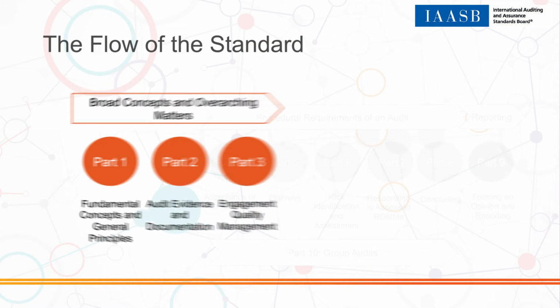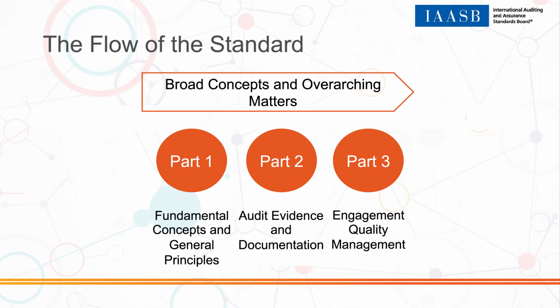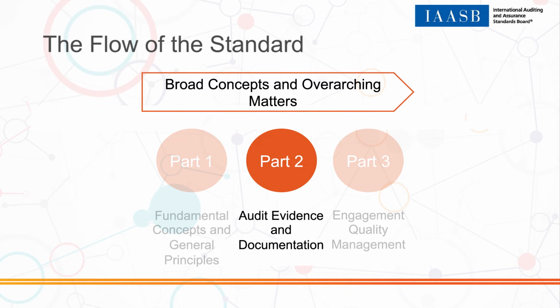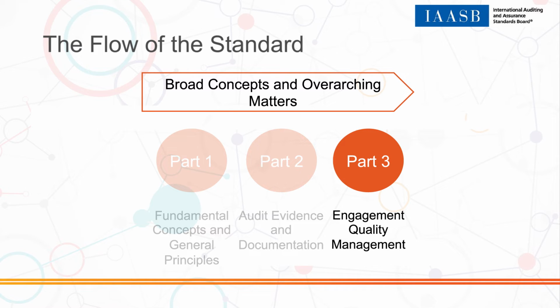Parts 1 to 3 set out the broad concepts and overarching requirements. Part 1 talks about the fundamental concepts and general principles to be applied throughout the audit, such as professional judgment, professional skepticism, fraud, law and regulation, and related parties. Part 2 focuses on the general documentation and communication to management and those charged with governance. Part 3 sets out the auditor's and engagement partner's obligation and responsibility for quality management, keeping in mind the typical nature and circumstances of an audit of an LCE.